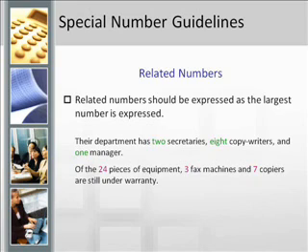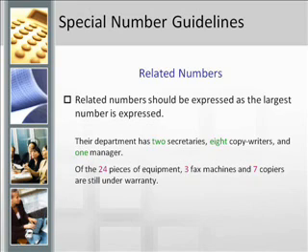In the first example, the sentence reads, "Their department has 2 secretaries, 8 copywriters, and 1 manager." The highest related number is 8, and 8 is written out as text. Numbers 1 to 10 are written out as text. And so all of the numbers there are going to also be written out as text.